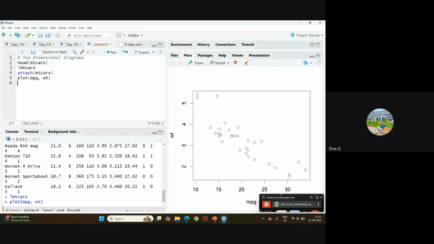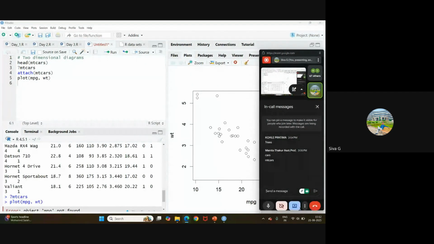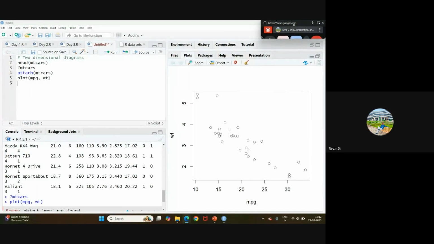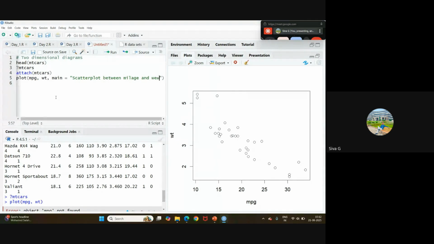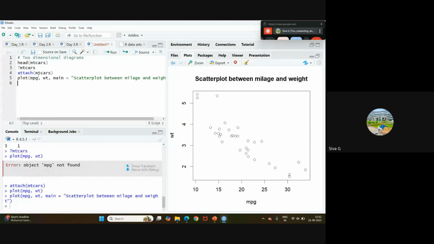Let's go with the fine-tuning. We'll give some title for this one. How do we give a title? We can give main. So main equal to, within double quotation, scatter plot between mileage and weight. Yeah, so I got the scatter plot between mileage and weight.